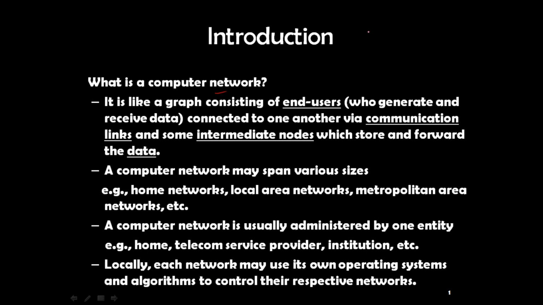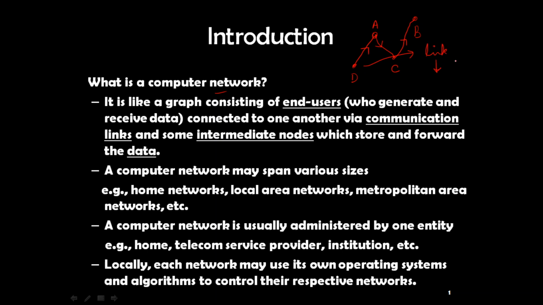Let's take an example. Suppose this is user A and this is user B, this is user C and this is user D. Now D wants to transmit some data to A, and A wants to transmit some data to C, and C wants to transmit some data to B. So while transferring the data from D to A, this will be happening in some way that is called a link.